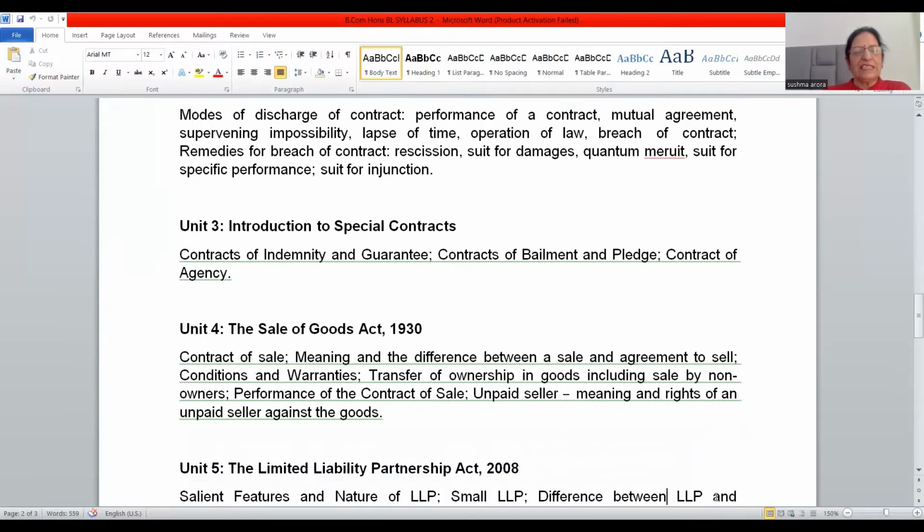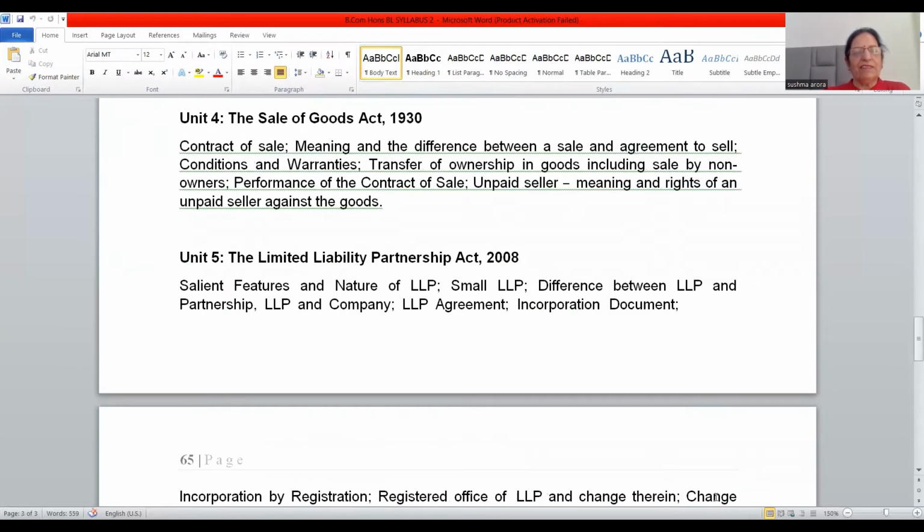Now next is Sale of Goods Act 1930, which is unit number 4. You all entered into the contract of sale. So you are the buyer, okay, and some of you will be starting your own business after you graduate or even after post-graduation, then you will become the seller. So contract of sale. What is contract of sale? How is contract of sale different from agreement to sell? What is the condition? What is the warranty? What is the difference between the two?